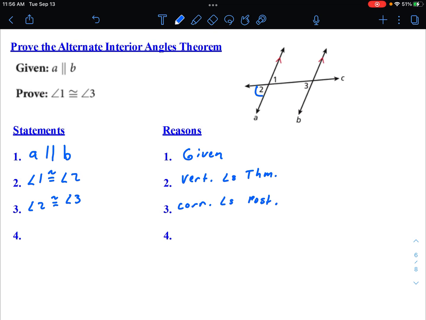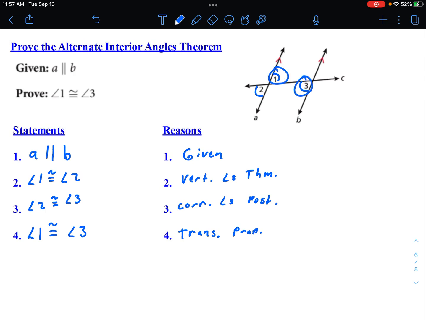Those are corresponding angles and they're on parallel lines, so they must be congruent. Which means that if your corresponding angles 2 and 3 are congruent, and we've already said that angle 1 is congruent to angle 2, we can cut out that middleman and just say angle 1 is congruent to angle 3 because of the transitive property. Remember not to use substitution there because there is no substitution property for congruence. And you've proved the alternate interior angles theorem.